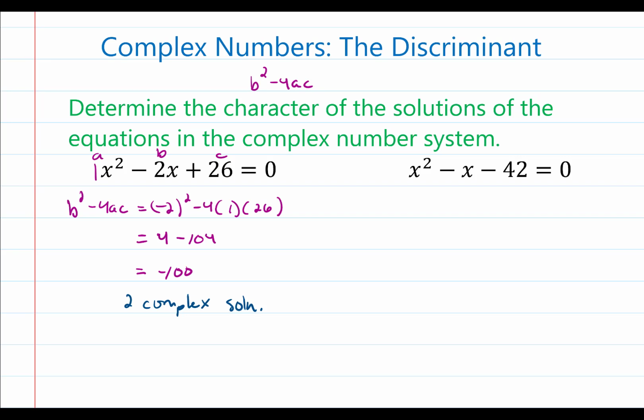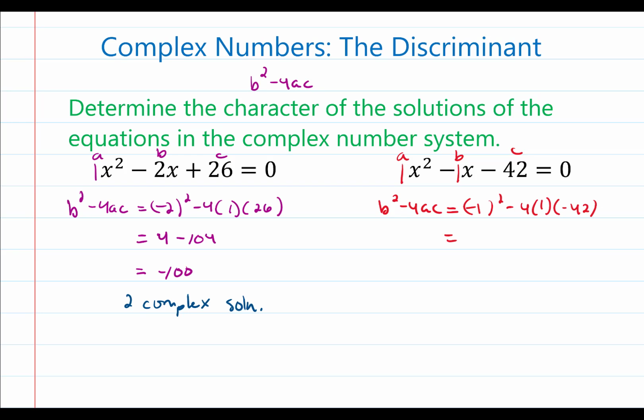Let's look at the second example where we have a leading coefficient or value of a that is 1, a value of b that is negative 1, and a value of c that is negative 42. Again, using the discriminant, we have b squared minus 4ac, which is equal to negative 1 quantity squared. Again, don't forget the parentheses. Minus 4 times a, which is 1, times c, which is negative 42.